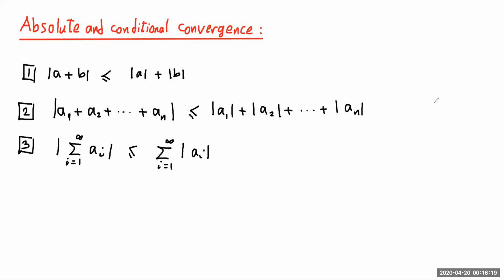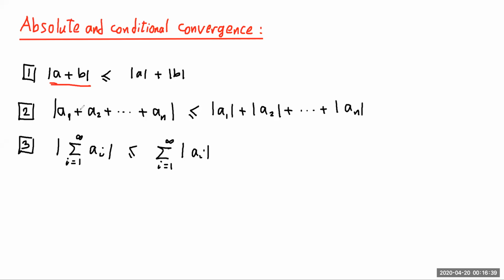Absolute and conditional convergence for alternating series or non-positive series. We know the first formula here, that the absolute value of A plus B is less than or equal to the absolute value of A plus the absolute value of B.